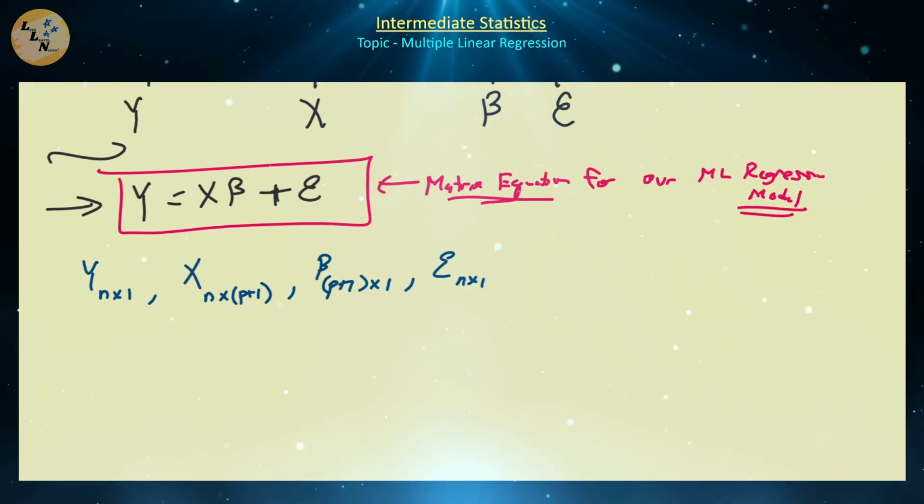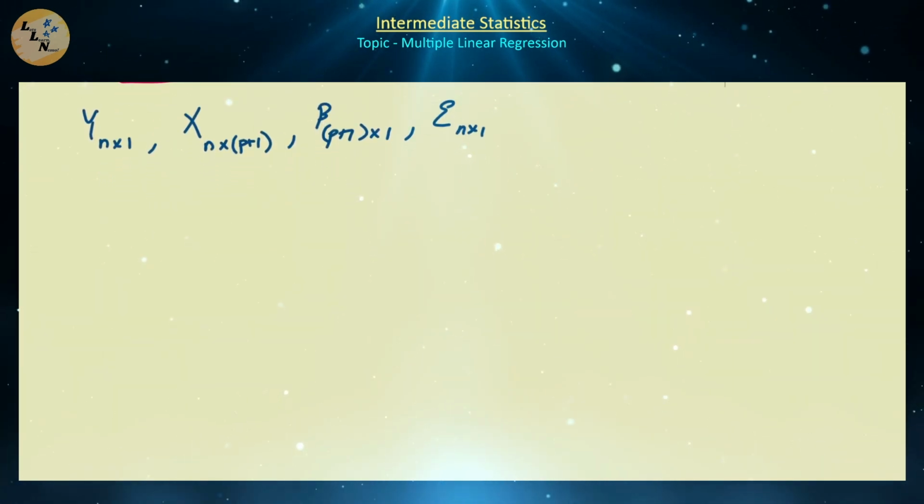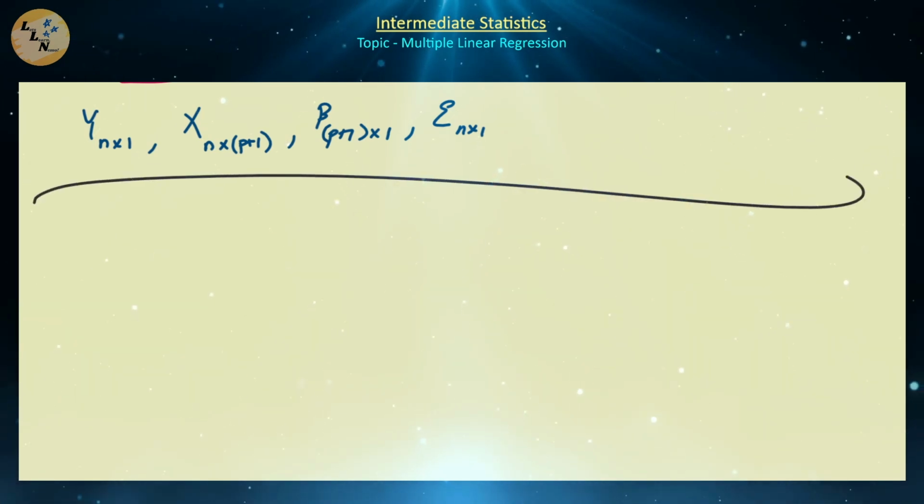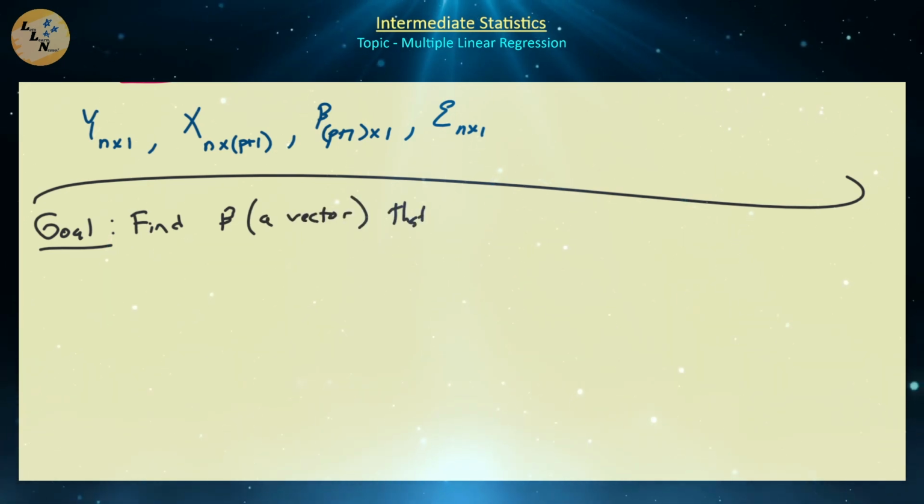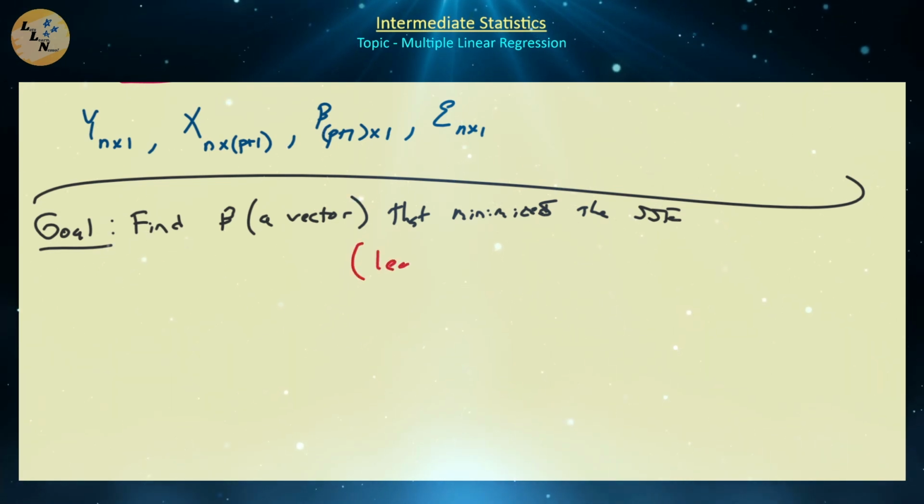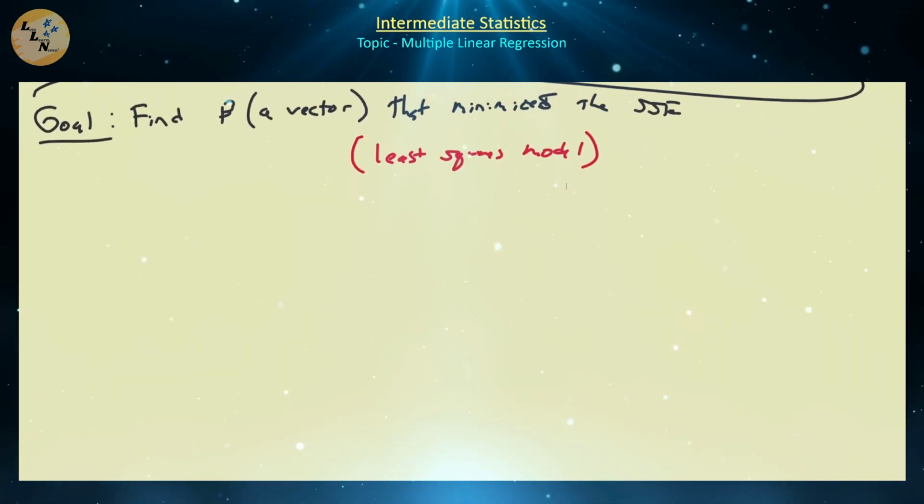Right. And that's true even if you don't want to do your least squares approach for minimization of the sum of square errors, right? So let's assume that we actually want to go about this in the least squares fashion. So our goal is to find our beta, which keep in mind is a vector, that minimizes the error sum of squares. And keep in mind that this would be a least squares model. If you don't want to do a least squares model, you would have to optimize some other functional, and we'll talk about some variations a little bit later on.